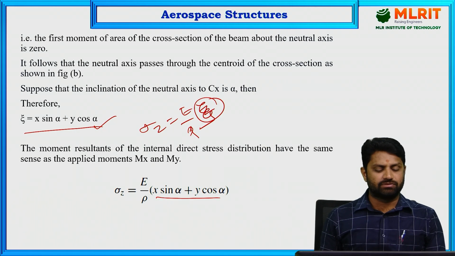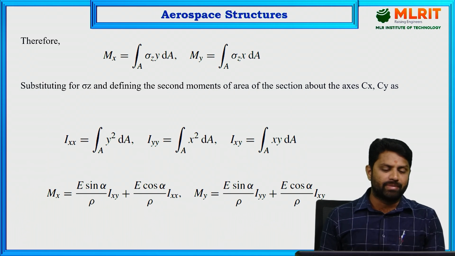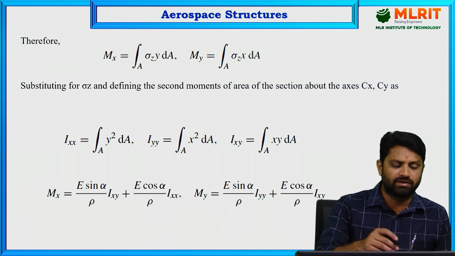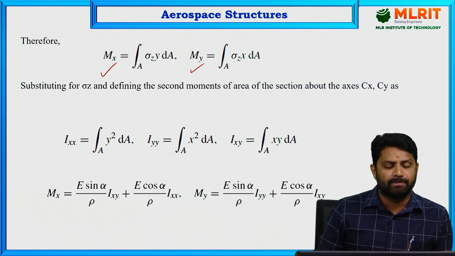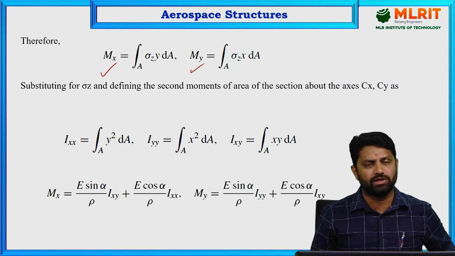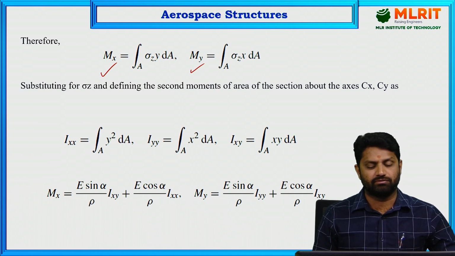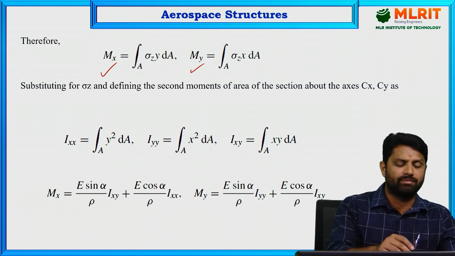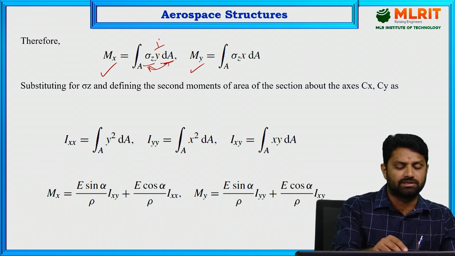The next step is introducing Mx and My. This is very important: Mx and My are the applied moments. Whenever you apply the bending moment Mx, it induces stress in the x direction, and when you apply the bending moment My, it induces stress in the y direction. So if you write those with respect to sigma z, Mx equals sigma z, the stress, multiplied by the area, which gives force, and where y is the perpendicular distance.